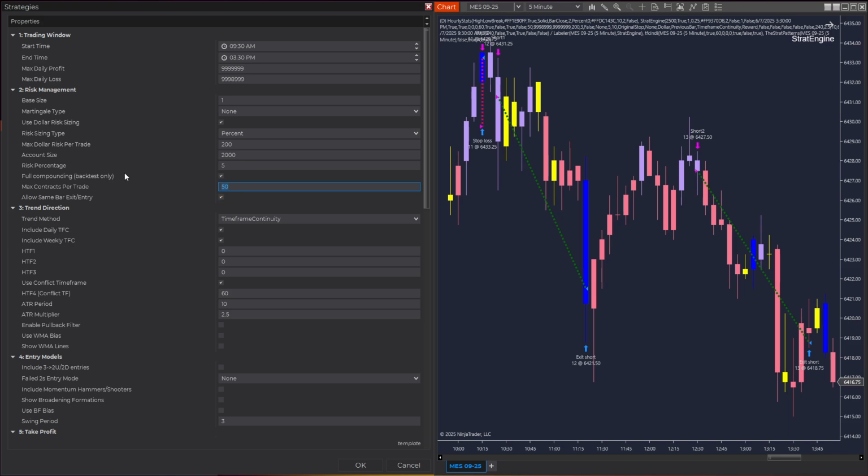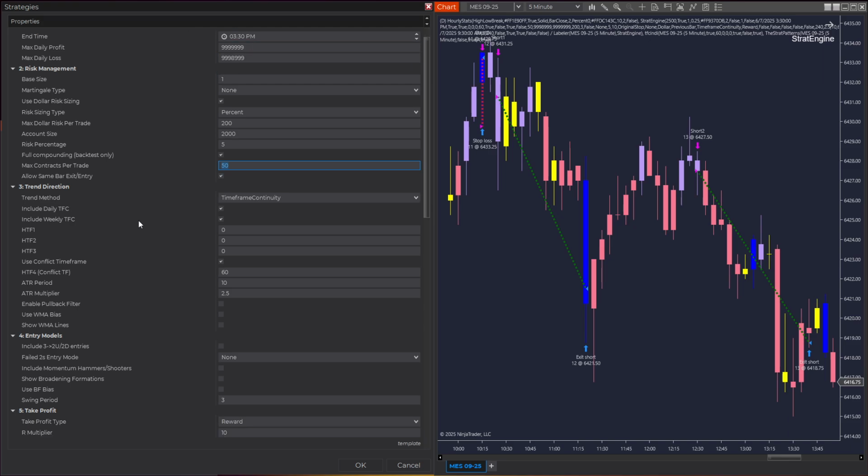This full compounding option is primarily for back tests. So when you're sizing based on a percent of account, as profit and loss goes up, the actual amount risked, the number of contracts risked with the same percentage, will increase with the higher account balance. So that's the main purpose for that one.